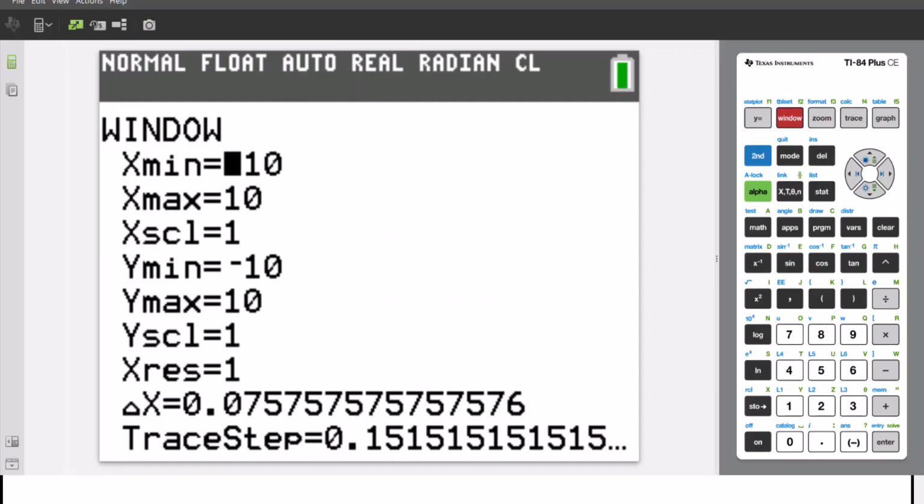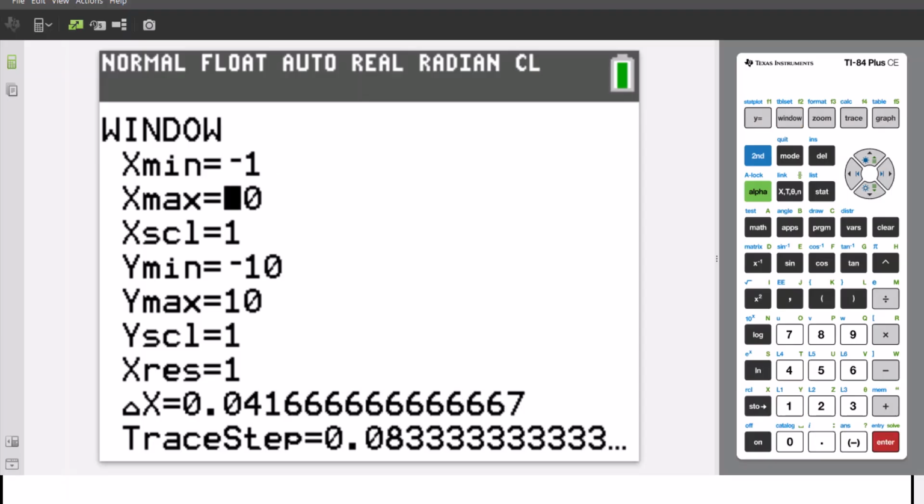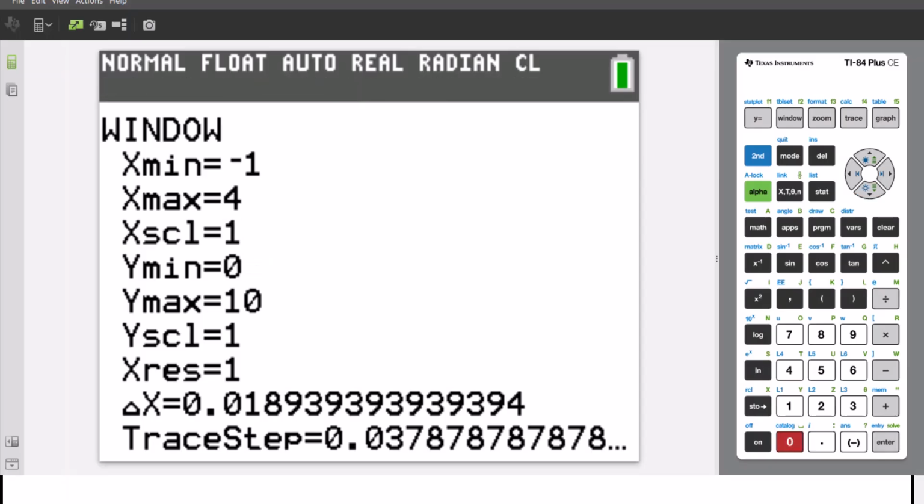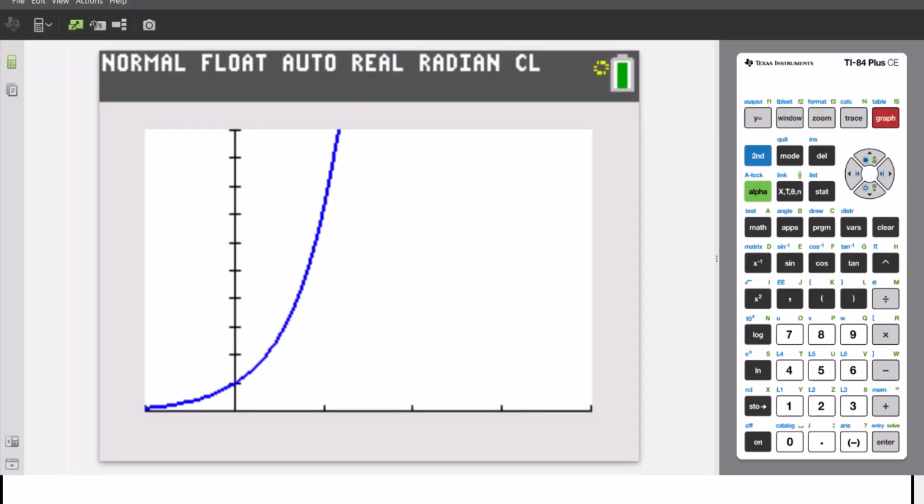So I'm going to click on my window and tell the calculator that my x minimum should be -1, and my x maximum, let's make it 4. This way, the interval that I care about, 0 to 3, will be kind of in the middle of my x-axis. For the y minimum, for now, let's just start with 0 and go all the way to 10, and we can modify the y maximum in a second after we take a look at what's going on the graph.